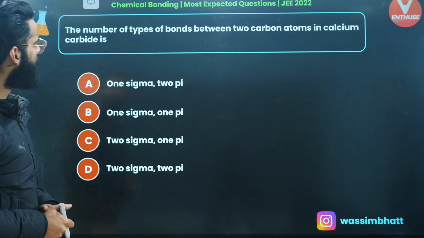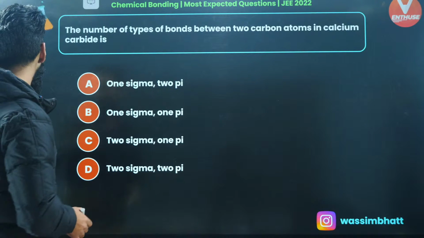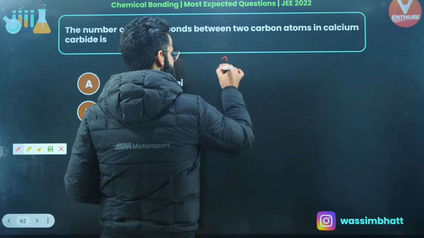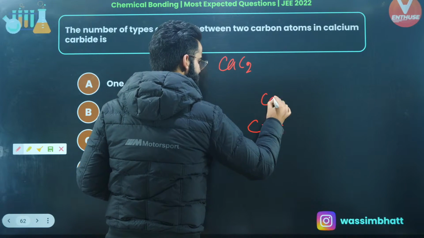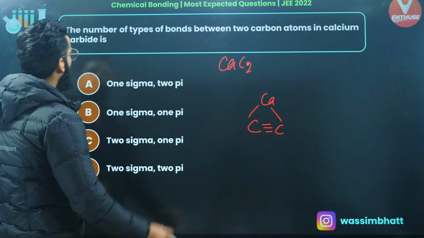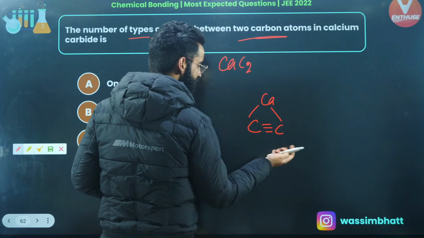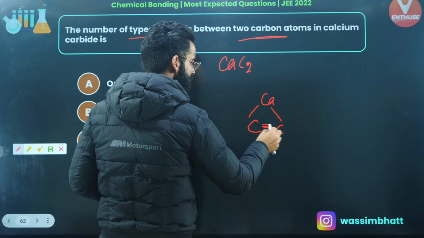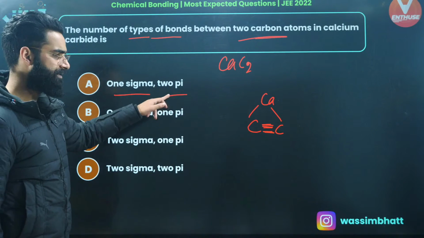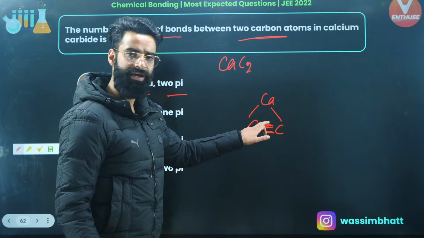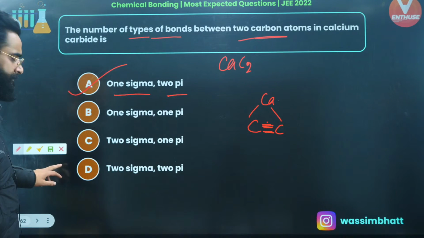Okay, the number of types of bonds between two carbon atoms in calcium carbide. If you talk about calcium carbide, CaC2, a common example, what is its structure? This is C, this is a triple bond, this is calcium, this is CaC2, right? The question says the number of types of bonds between two carbon atoms. Between two carbon atoms, this is sigma and these two are pi, right? 1 sigma, 2 pi bonds. So it's option A only, a simpler one. Just remember its structure, CaC2.